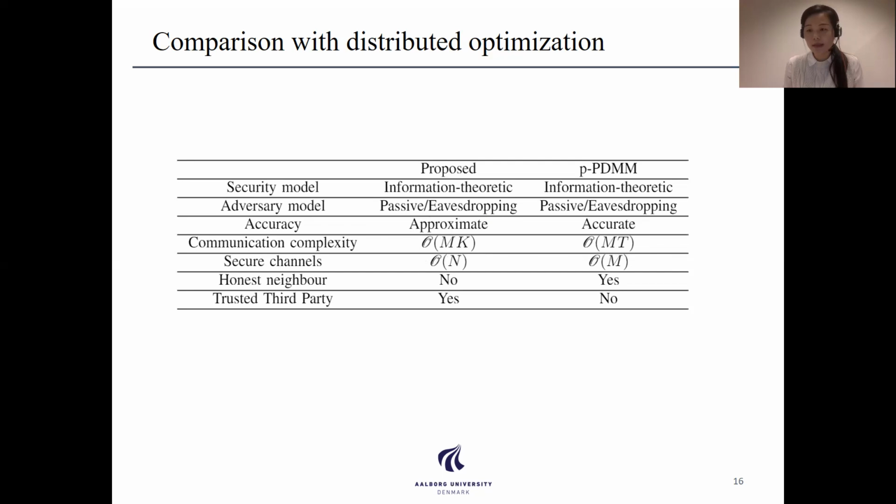They both require a certain amount of secure encryption channel to make sure that the encryption seed is not eavesdropped by the eavesdropping adversary. One difference is that the proposed approach doesn't require any honest neighbor to protect the private data, but the distributed optimization requires at least one honest neighbor. And the last thing is that the proposed approach relies on a trusted third party, which is the centralized server, to conduct all the offline setting, but PDMM is fully distributed and doesn't require any centralized server.